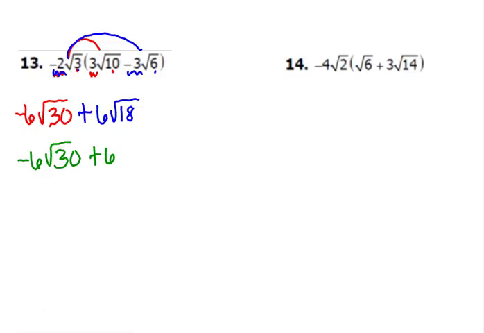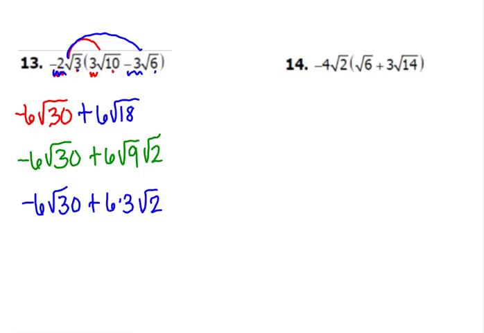But we can break down 18 because we know that 9 goes in there twice. Now we'll have negative 6 square roots of 30 plus 6 times 3 square roots of 2 for a final answer of negative 6 square roots of 30 plus 18 root 2.